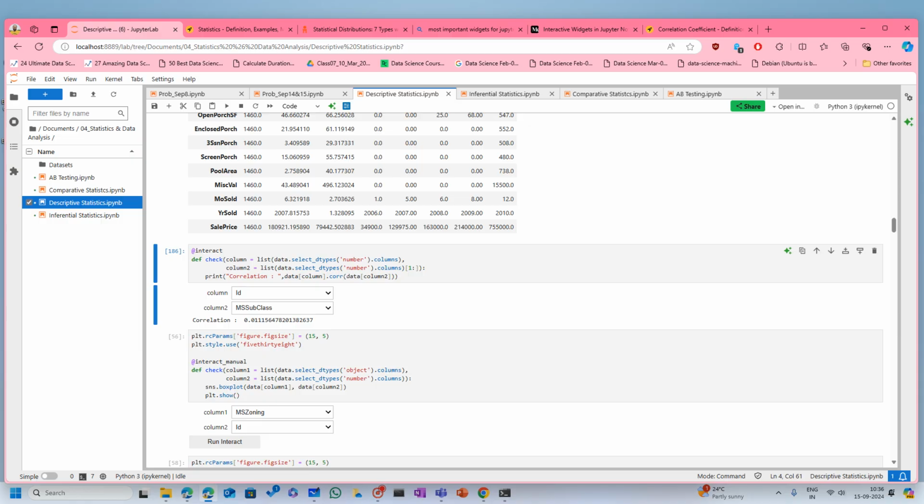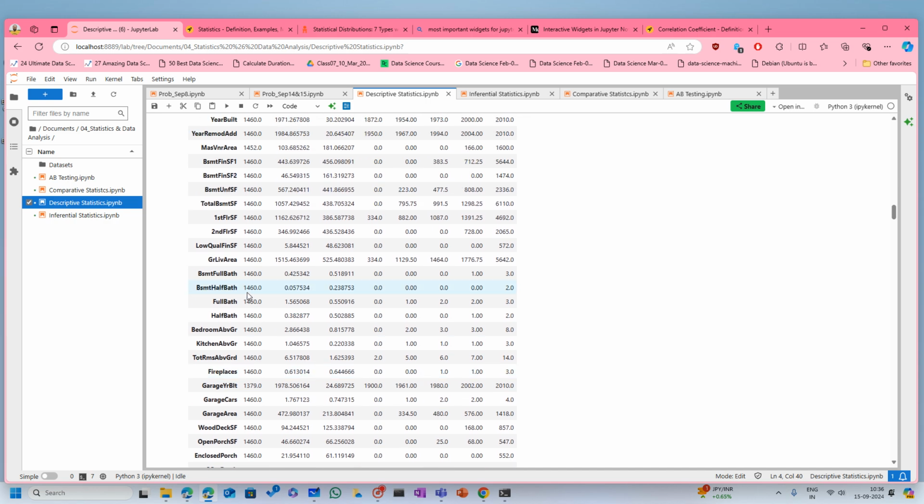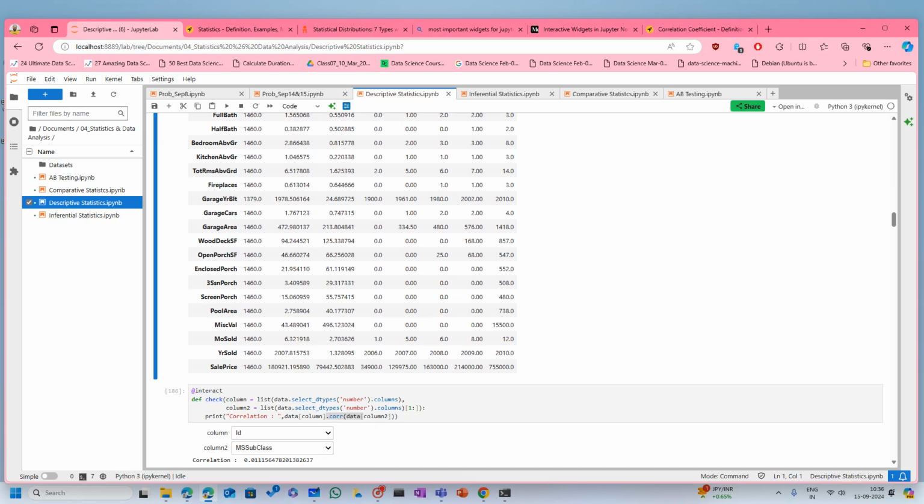But for now, as a part of descriptive statistics, if you are given a data set, your job is to understand the correlation also. Understand if one feature is impacting the other. Clearly, if you notice, the bigger the house, the higher the sale price. Very simple, right?